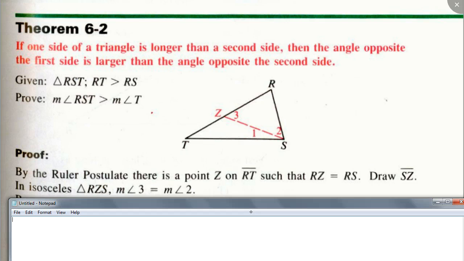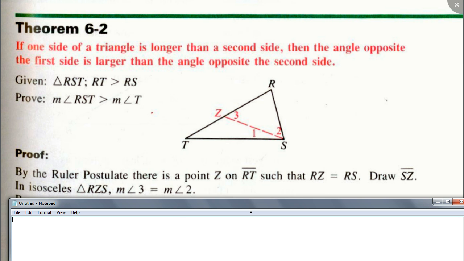Okay. So if that's true, let me ask you something. What can you tell me about angle RST versus angle 2? First of all, RST is made up of angle 1 and angle 2. Would you not agree? Because that's the whole angle, right? If that's true, what can you tell me about angle RST versus angle 2? Brandon? Angle 2 is less than angle RST. Exactly, angle 2 has got to be less than angle RST.